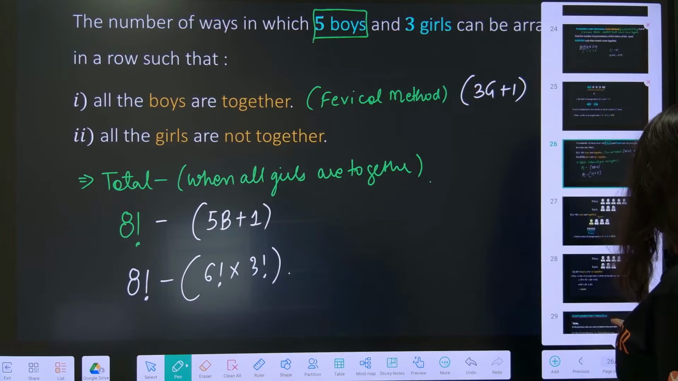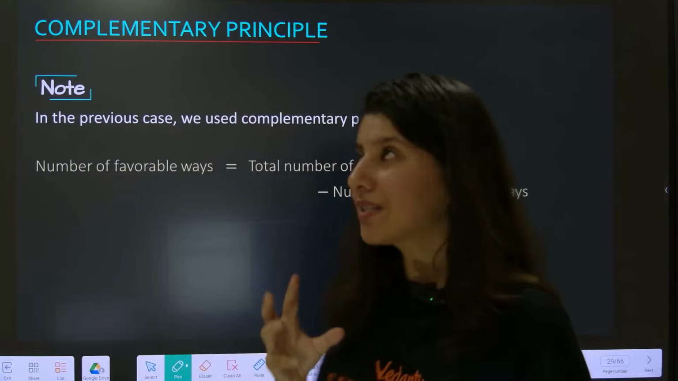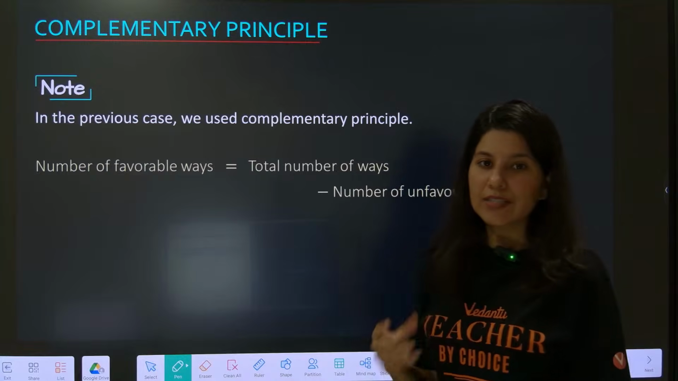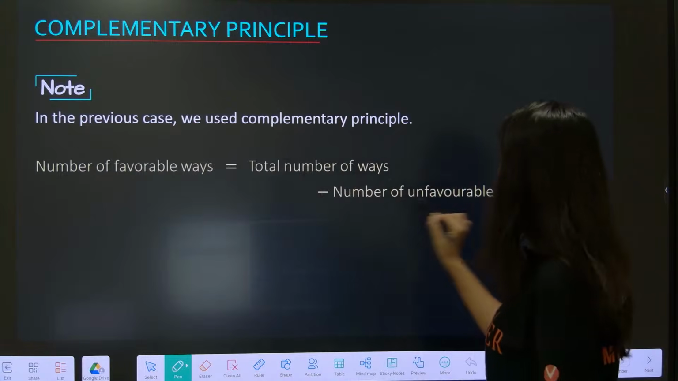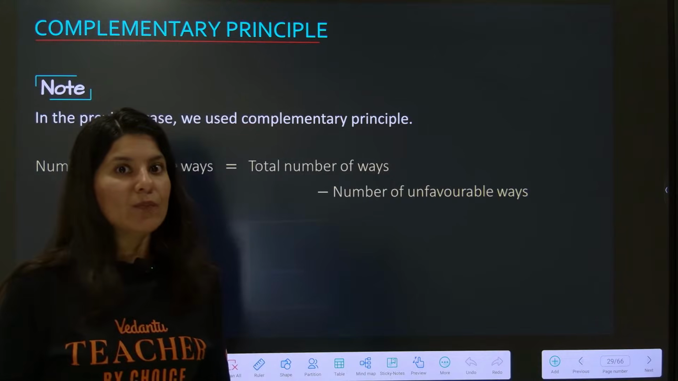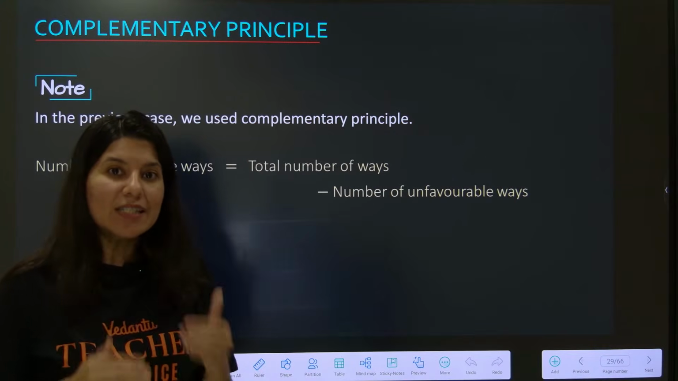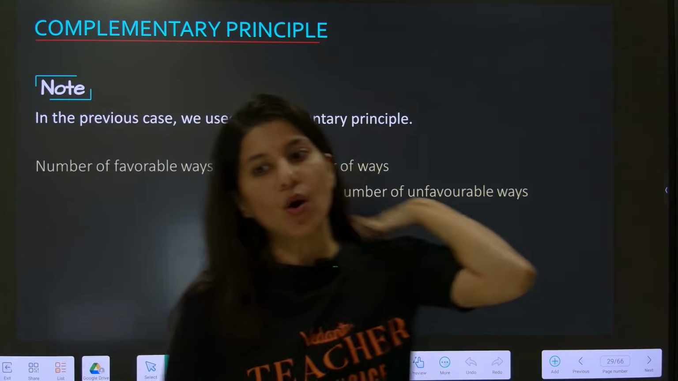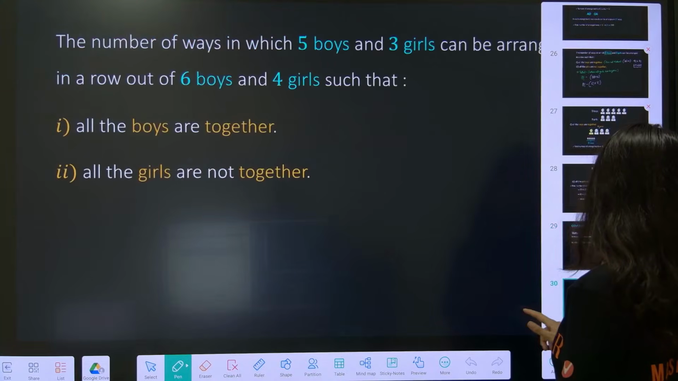All right. See again, what did we do in this particular question? Understand, this is the principle of complement, or you can also call it the complementary principle, which says the number of favorable ways is equal to total minus the number of what you don't want. So sometimes the question language says this should not be there, never together, all girls are not together. Whenever this type of not language is used, the reverse language, always go for the principle of complement. We'll do more such questions also.